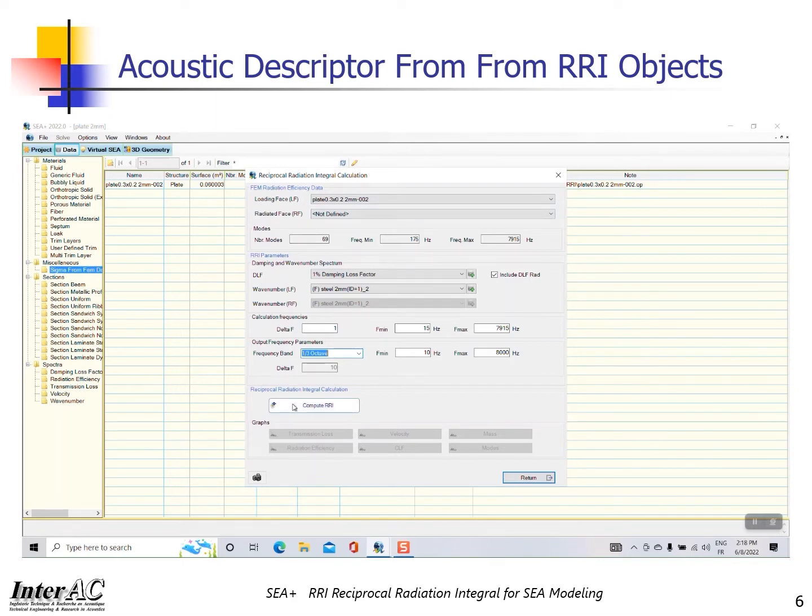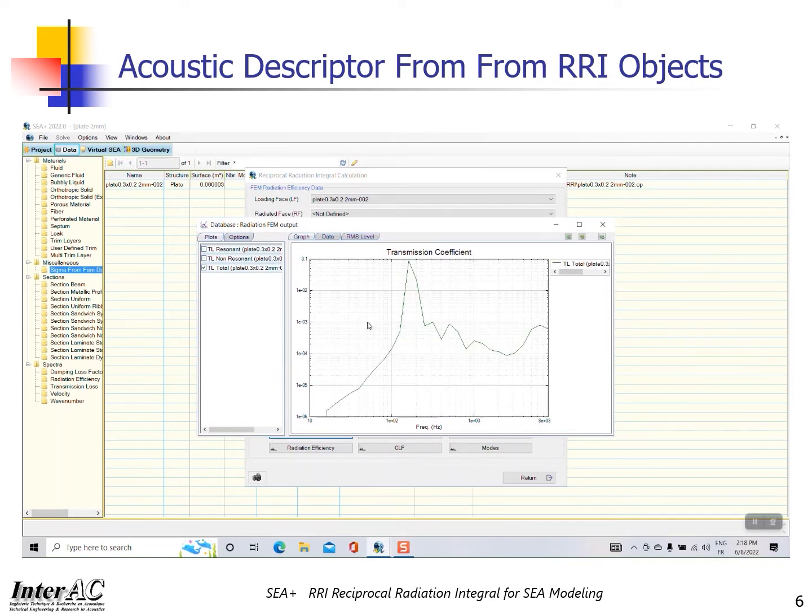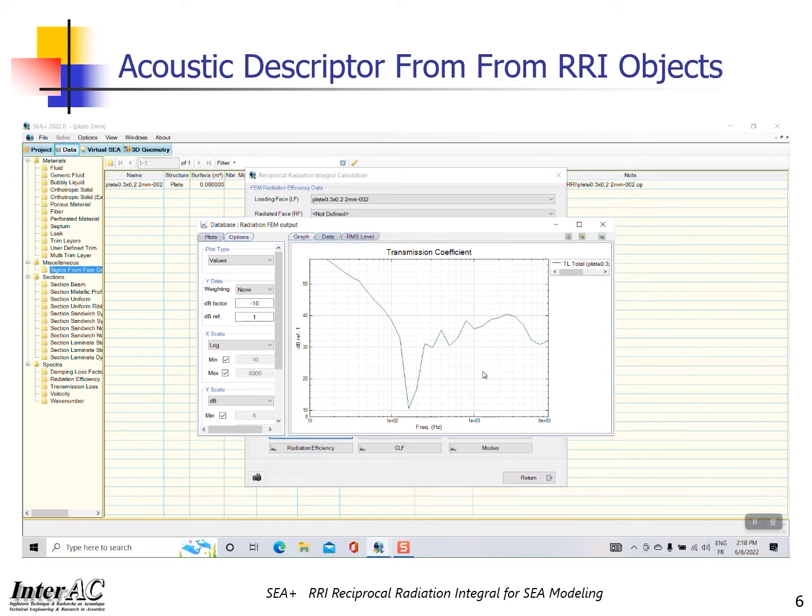When I'm computing the RRI, I do a modal summation, including the radiation efficiency, as shown in the theory. And then you have all these parameters you can directly now plot. Transmission loss coefficient, they are decomposed into total transmission coefficient. And for those who are more or less accustomed to transmission loss in dB, you have this 30 dB up to 40 dB attenuation of the power radiated through the plate. So it's better for comparison to use transmission coefficient, because the higher it is, the higher is the transmission.